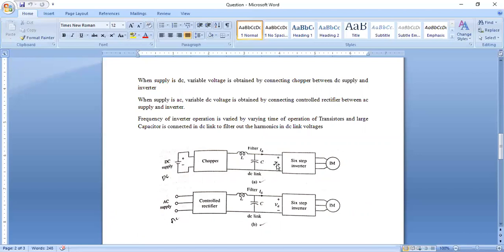If the supply is AC, a rectifier is used to convert AC to DC, and the controlled output is filtered by this capacitor. So variable voltage we get, and variable frequency we get through this inverter. By controlling the time period of the transistors, we can control the frequency. So the induction motor is fed from different kinds of supply, but anyhow, we should get a DC supply at the input side of the inverter. That is the important thing.